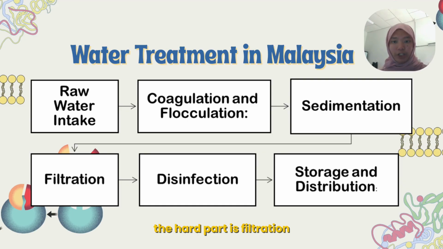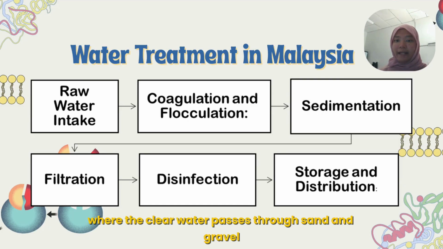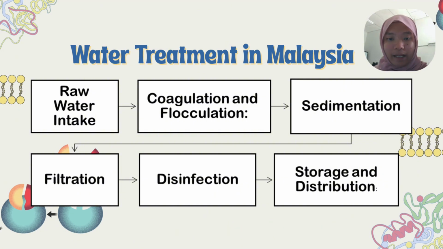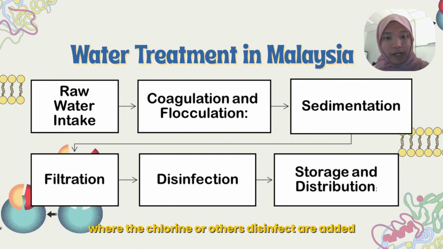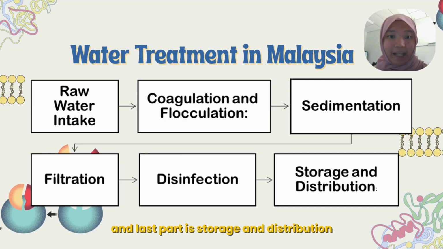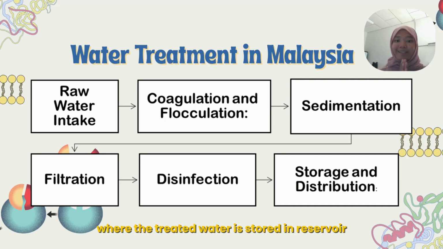The fourth part is filtration, where the clear water passes through sand and gravel. This removes fine particles and germs. The next thing is disinfection, where chlorine or other disinfectants are added. This kills harmful bacteria and viruses. And the last part is storage and distribution, where the treated water is stored in a reservoir and sent through pipes to our homes.